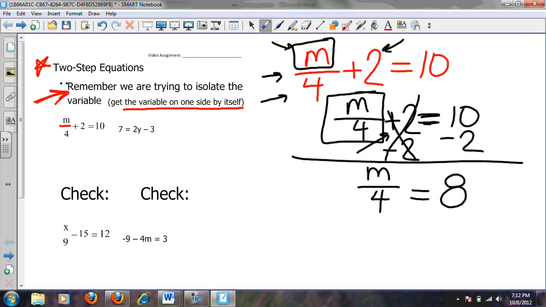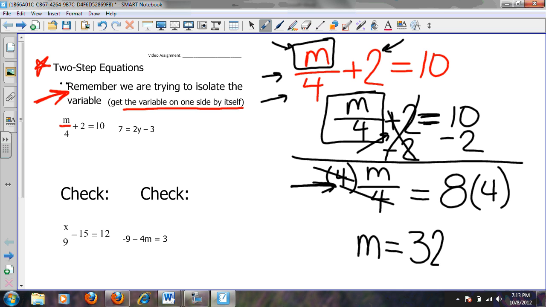Now, I did the inverse of addition, and I subtracted. I'm going to do the inverse of division, which is multiplication. So I'm going to multiply this side by 4. And when I do that, those will cancel and equal 1. So I'm left with m. But if I multiply one side of the equation by 4, I must multiply the other side by 4. So 8 times 4 is 32.